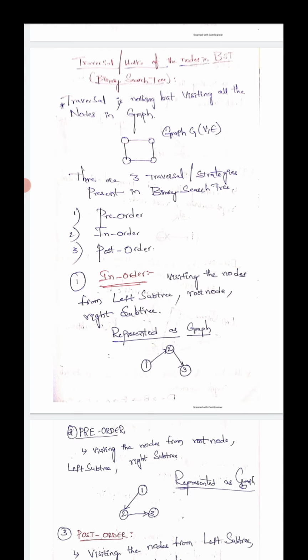Now coming to the concept of in order, we are visiting the nodes from left subtree, root node, and right subtree. This is represented as a graph. First of all we have to visit the nodes from the left subtree, so I will give 1, then root node 2, and then right subtree 3. Likewise we have to draw.